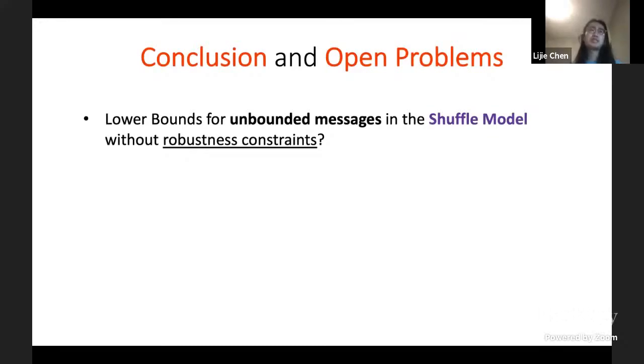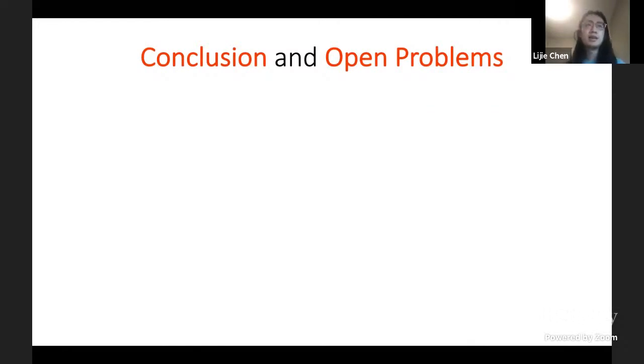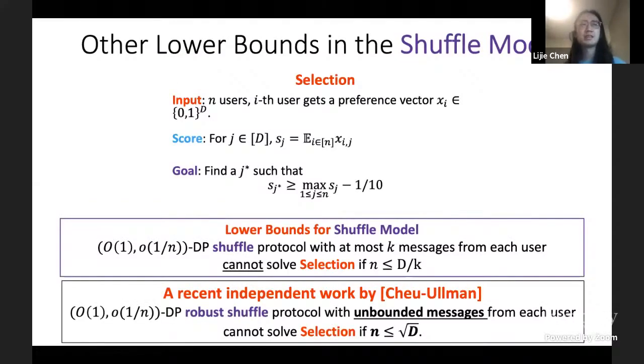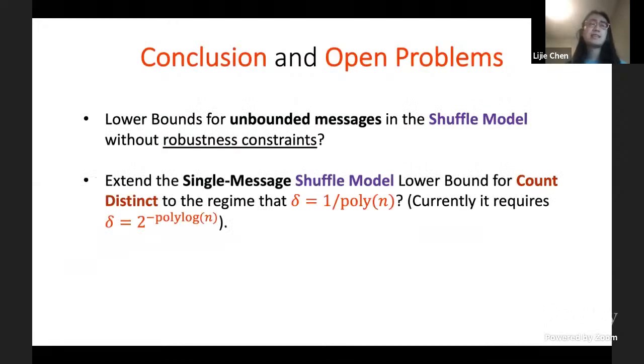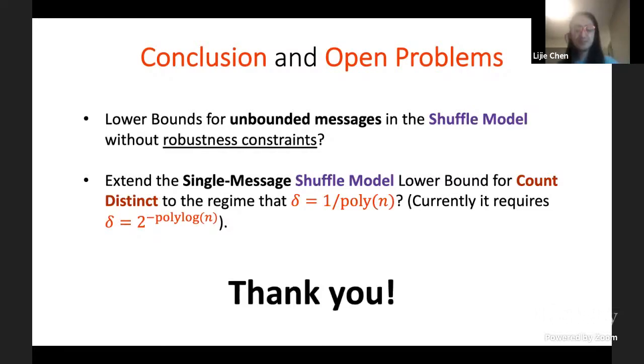So let's then conclude with some open problems. The first question is, can we prove lower bounds for unbounded messages in the shuffle model without the robustness constraint? As you can see, their lower bounds require the robustness condition, while our lower bounds do not work for the unbounded messages case. And also, can we extend the single message shuffle lower bound for count distinct to the region where delta equals 1 over polynomial? Our lower bounds require delta equals 1 over quasi-polynomial. So that's an open question. Thank you. That's all.